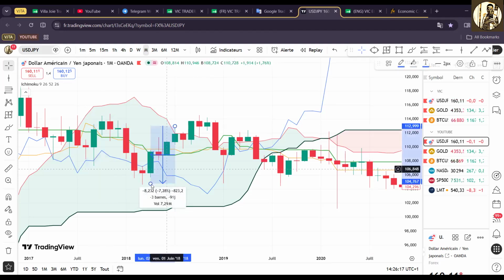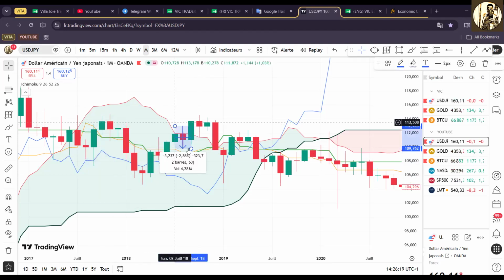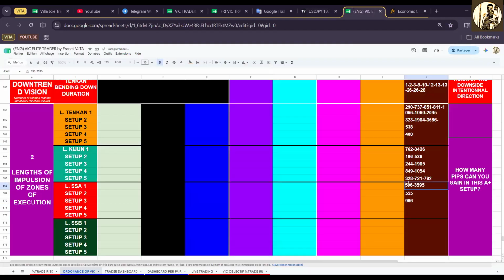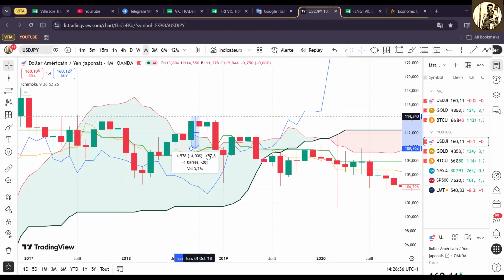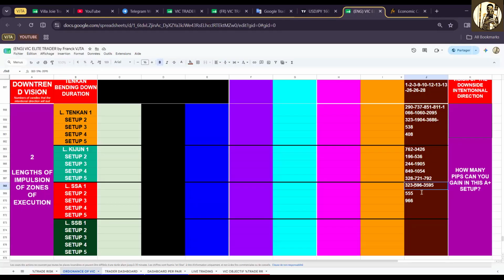After that, from this point to this point, 300, and on this downtrend SSA, right? This one is 323, 323 for the first touch. Then we have here like this 454, 457.